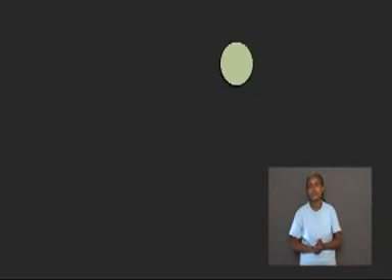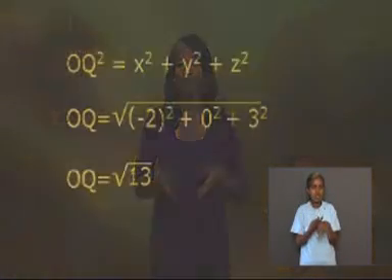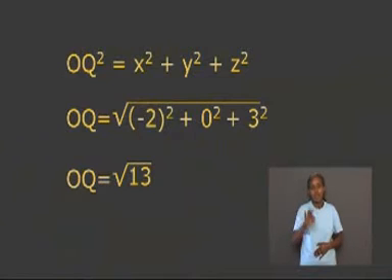Time's up! Let's get back to our lesson. Welcome back, students. I hope you did not have too much trouble solving this problem. We are trying to find the length of the line OQ. Therefore, the square of OQ is equal to the sum of the squares of the three coordinates. As the sum of the squares equals 13, the length of line OQ must be equal to the square root of 13. If that was your answer, good work, students.